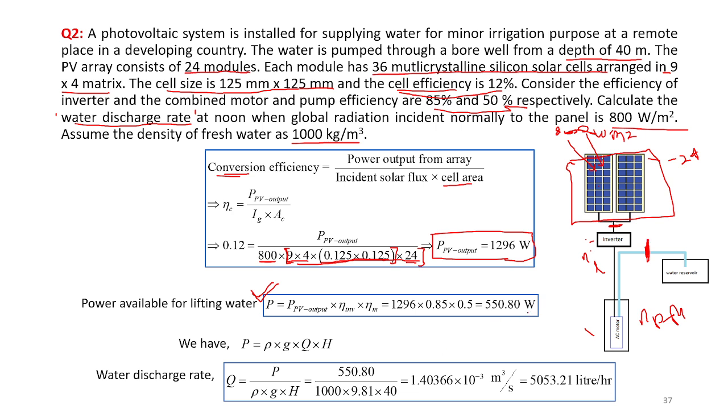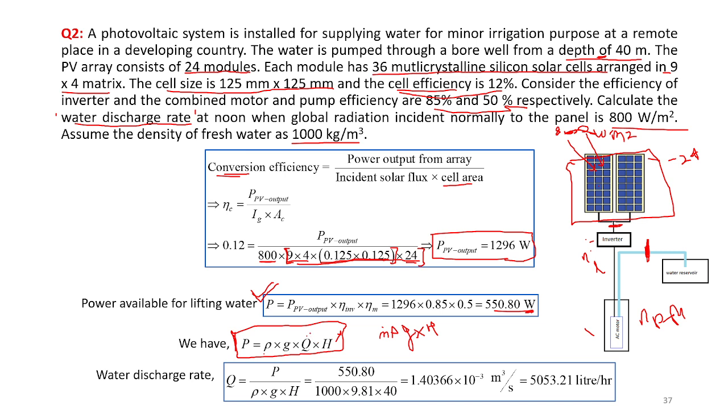So this much power is used to lift water from a 40-meter depth. You know that it will be potential energy, so the rate will be m dot g h, where g is gravity, h is height, and m dot is the mass flow rate. This will be equal to the power P. The mass flow rate can be written as density times volume flow rate, so P equals rho times Q times g times h. I hope it is clear how this formula comes. So this much power is available to actually lift the water to 40 meter height.